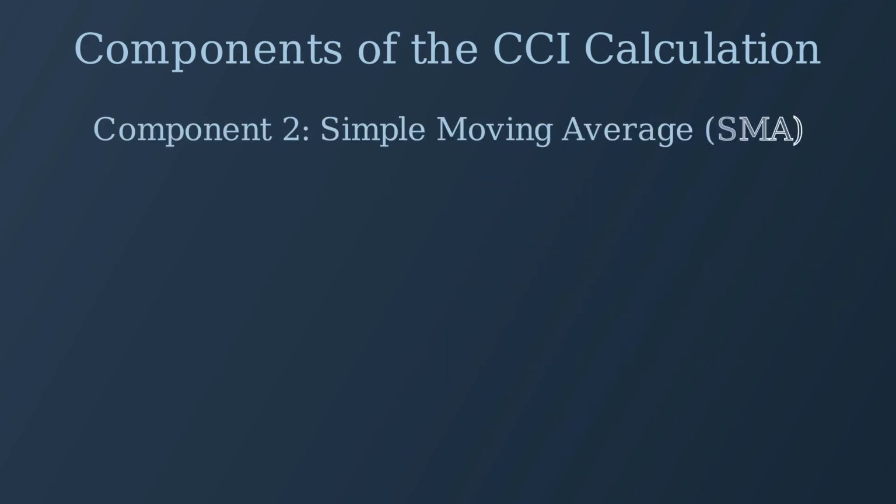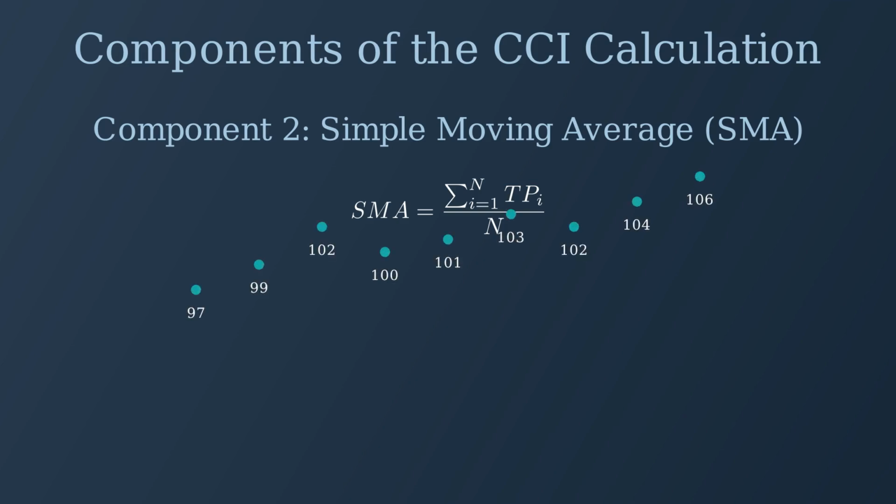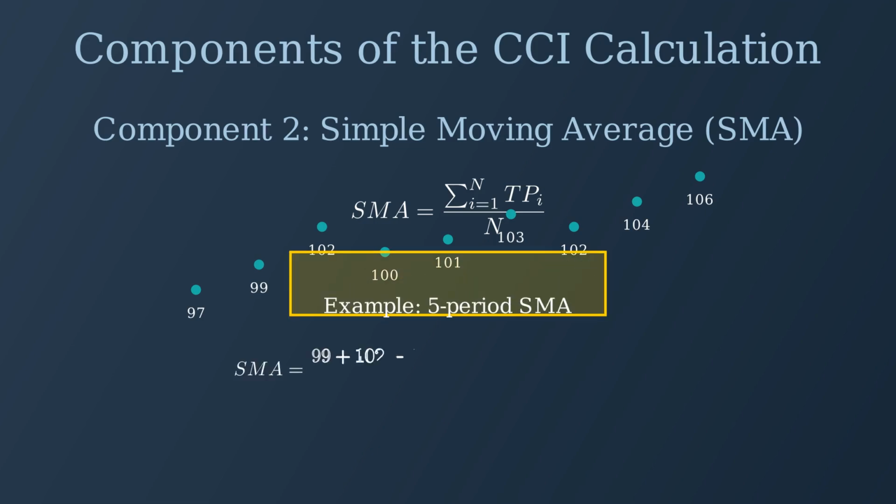The second component is the simple moving average of the typical price over a specified number of periods, commonly 20 periods. This smooths out price fluctuations to identify the underlying trend. For example, a 5-period SMA calculates the average of the last 5 typical prices. If those prices were 99, 102, 100, 101, and 103, the SMA would be 101.